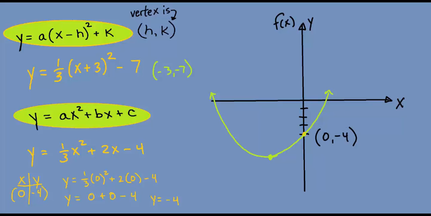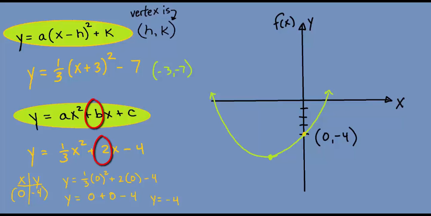Input a 0 for x, we output a -4 for y. So standard form gives us up or down, wide or narrow with this a value out front, and it gives us the y-intercept, which is the number hanging off the end with no x in it. That corresponds to the c value, right?